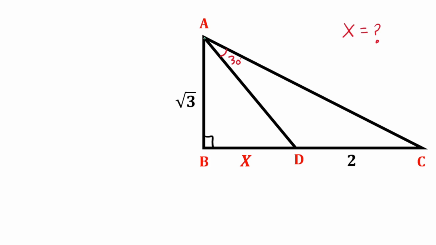In this video, we are going to solve a nice geometry problem. Here, we have a right angle triangle with the right angle at B, and this length AB is square root of 3, and this angle is 30 degrees, and this length DC is 2 units.